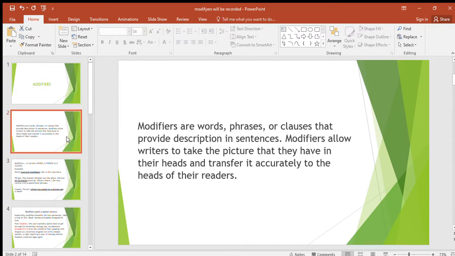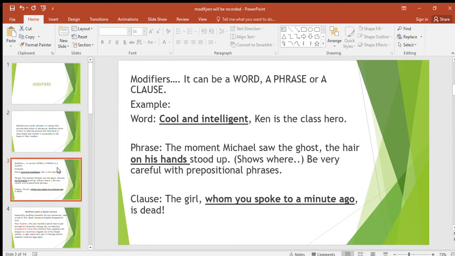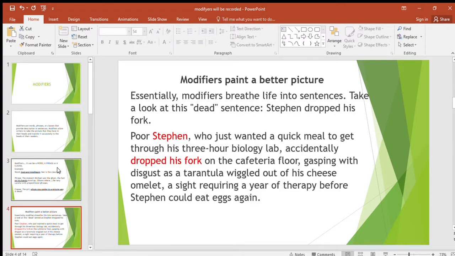Based on the definition, a modifier provides description in sentences, so it's similar to an adjective. But let's find out more. Modifiers paint a better picture. Essentially, modifiers breathe life into sentences.